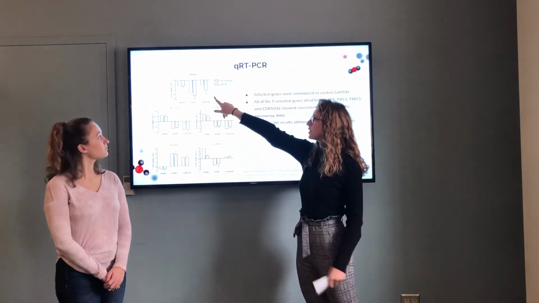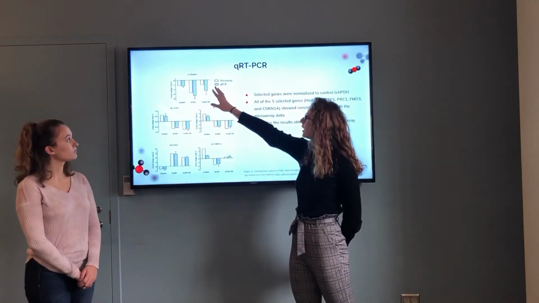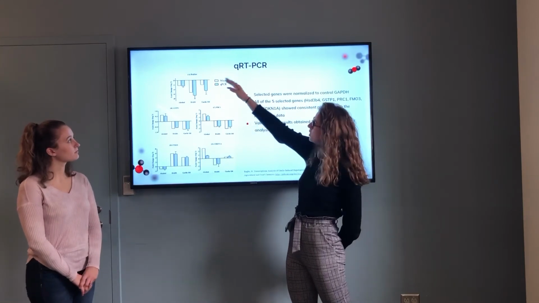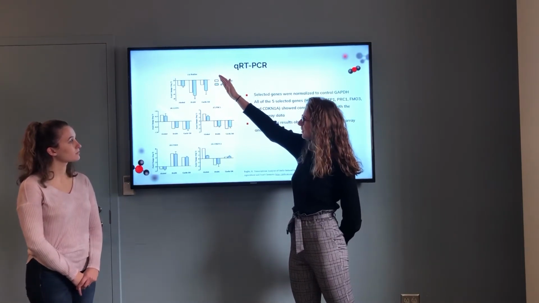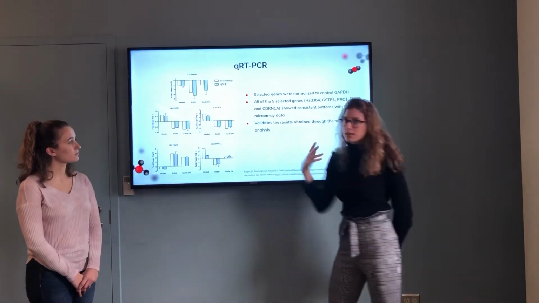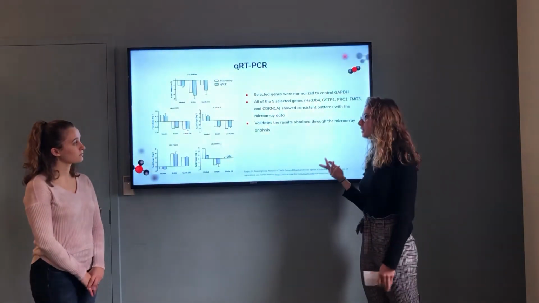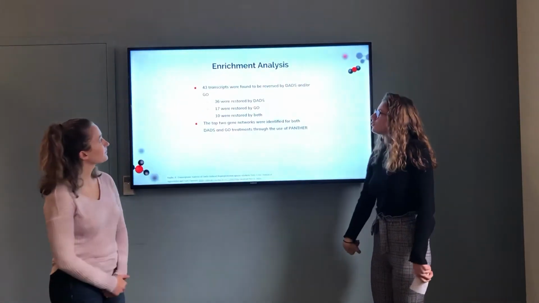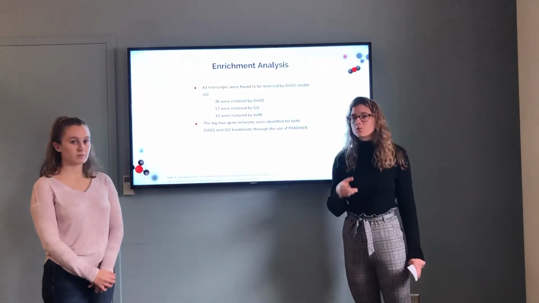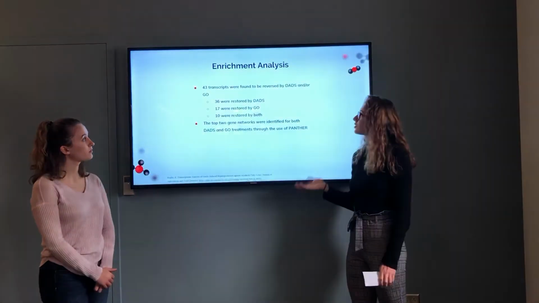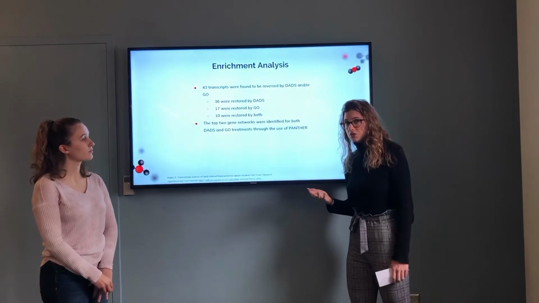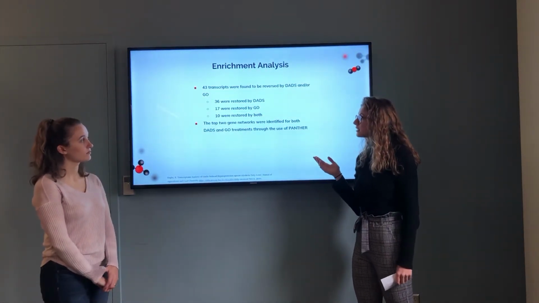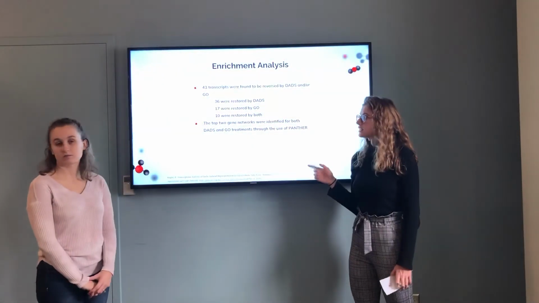You can see how the darker shaded bar, representing the qRT-PCR, and the lighter shaded bar, representing the microarray results, are all trending in the same way, which verifies the microarray data and allowed the experimenters to move forward with the enrichment analysis. For the enrichment analysis, 43 transcripts were found to be initially perturbed, but then restored by the DADS and/or GO treatments. To break this down in terms of the methods used, 36 were restored by DADS, 17 were restored by GO, and 10 were restored by both.